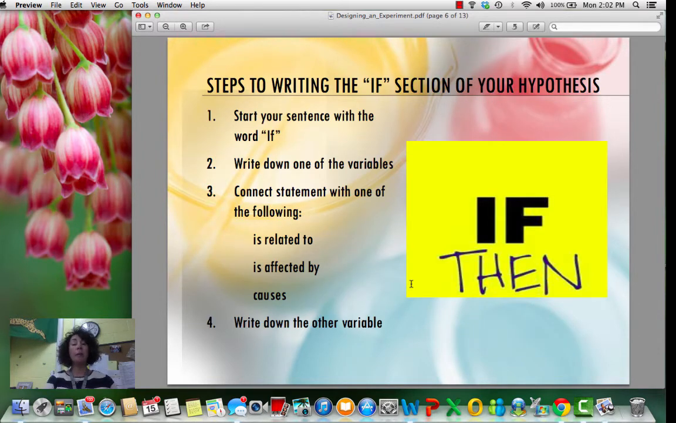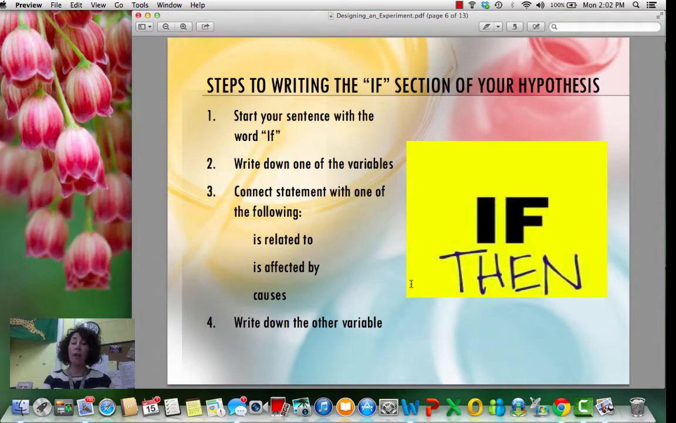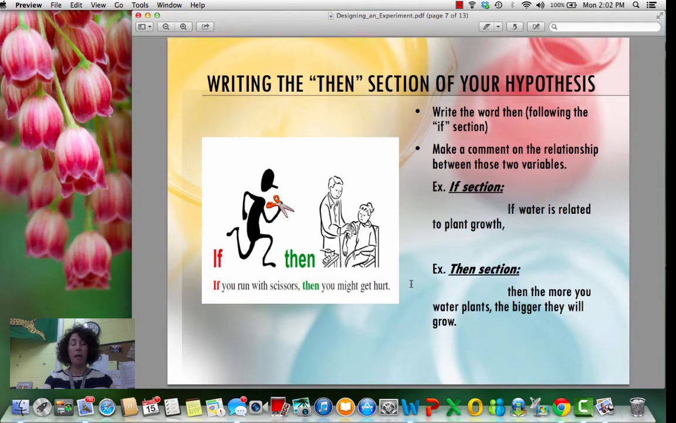Okay, so let's talk about how to write a proper hypothesis. A proper hypothesis is written in an if-then format. So you want to start your sentence off with if. And now comes one of those variables. And we want to connect it somehow to the other variable. By, is it related to, is it affected by, causes. Then we write then. And then we make a comment on that relationship.